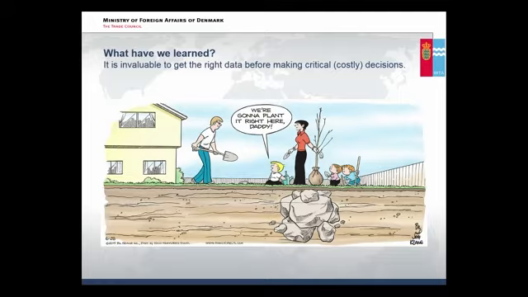Key learning. It's invaluable to get the right data before you start making critical, costly decisions. So this is just my own very personal. I think this is a good way of showing it in a very simple way. We've probably, many of us, had a similar experience like this. It's quite painful.